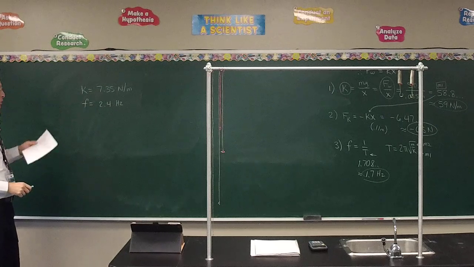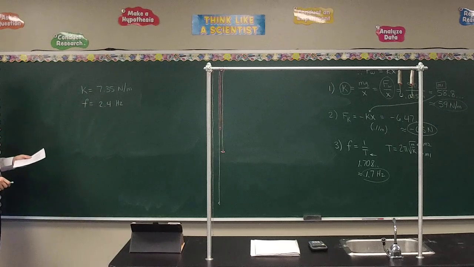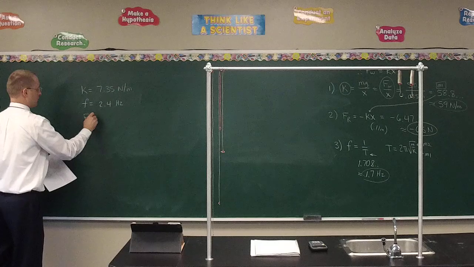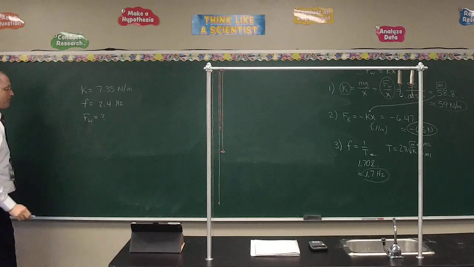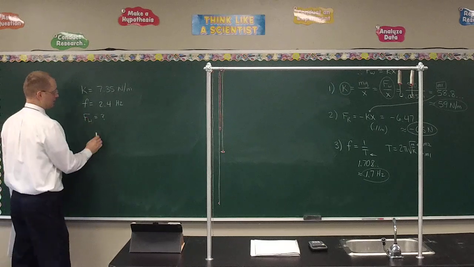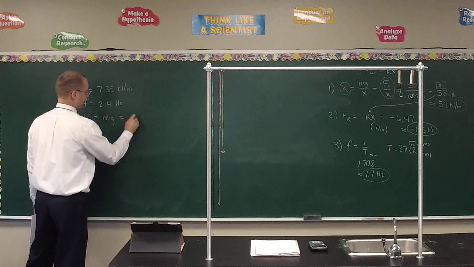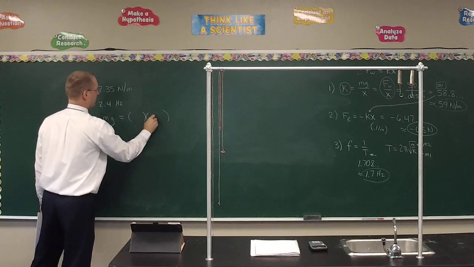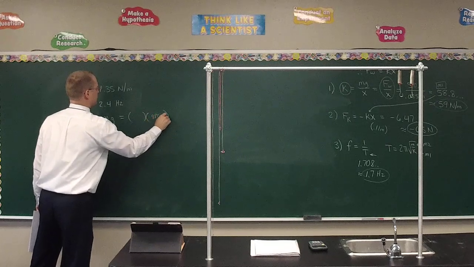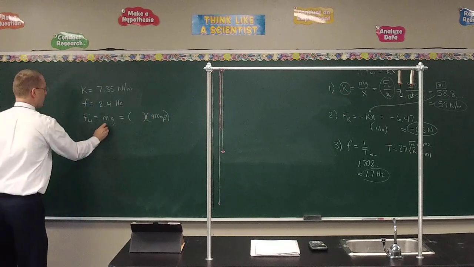And it asks for the weight of the object. Well, how do I find weight, class? Mass times g, mass times gravity. Well, gravity, I'm good, right? So I know gravity is going to be the 9.80 meters per second squared. But what about the m? What about the mass?